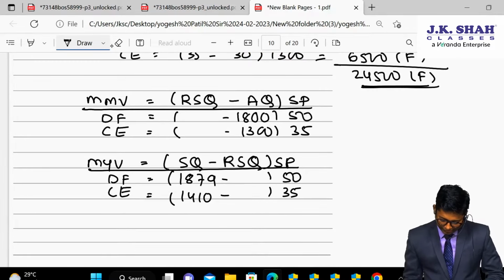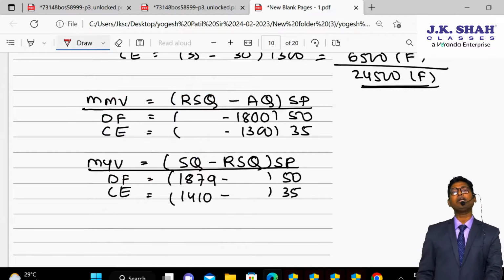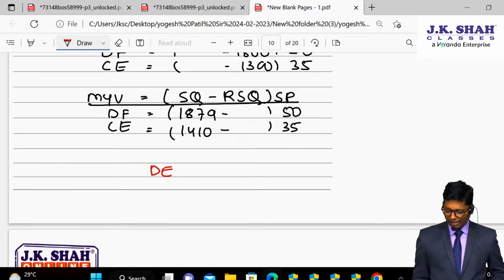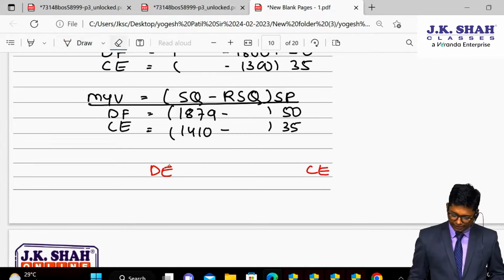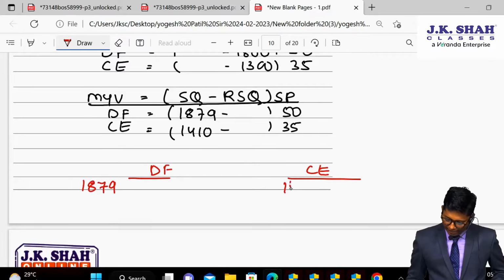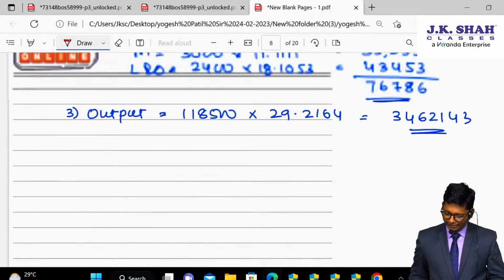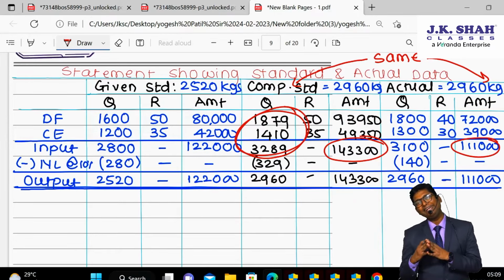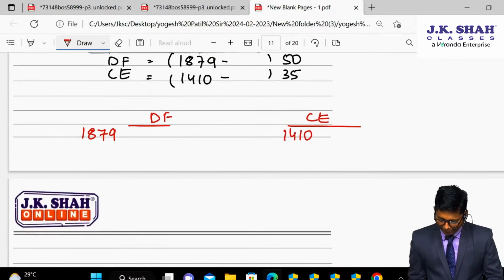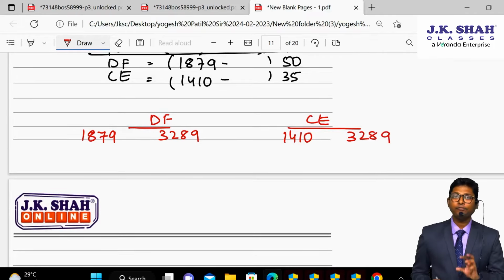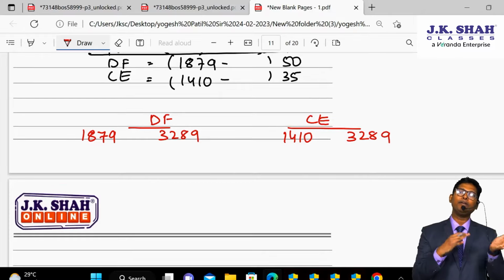The thing which is missing is RSQ, and RSQ stands for revised standard quantity. To calculate revised standard quantity, DF and C, two materials we are using. Now first of all, check students what is the standard proportion of them. It is 1879 and 1410. If you check the table, this proportion is written over here. That means if you are putting 3289 input, out of that 3289 input, this is the proportion of your standard quantity of the two different materials.